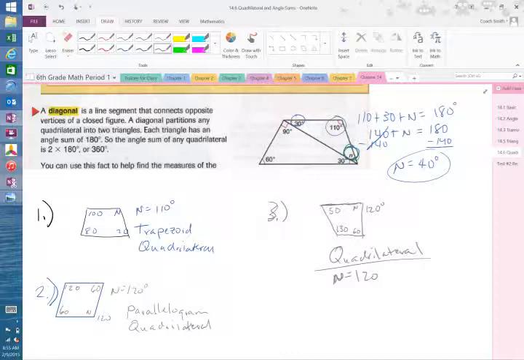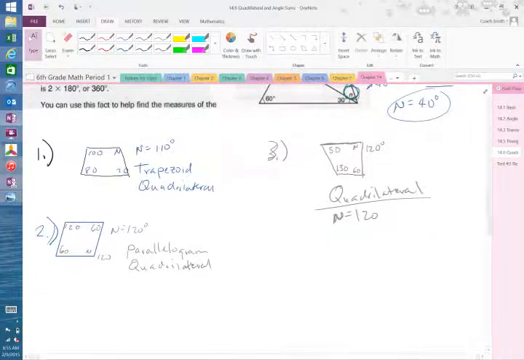All right. So your homework, of which we just did 3 of them, is going to be not very long. 14.6, 1 through 10.